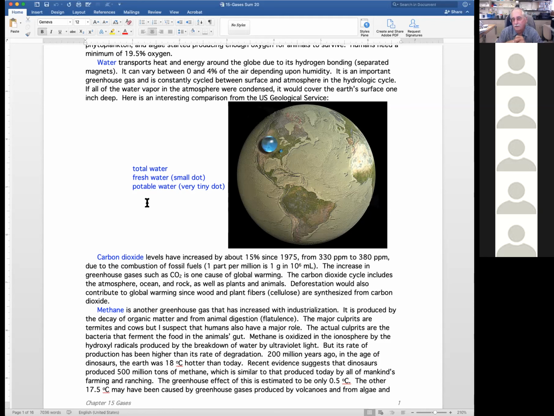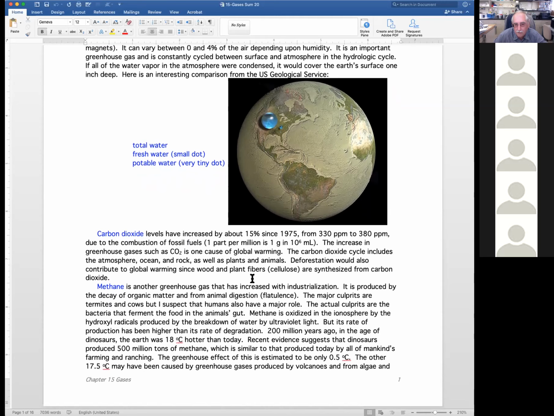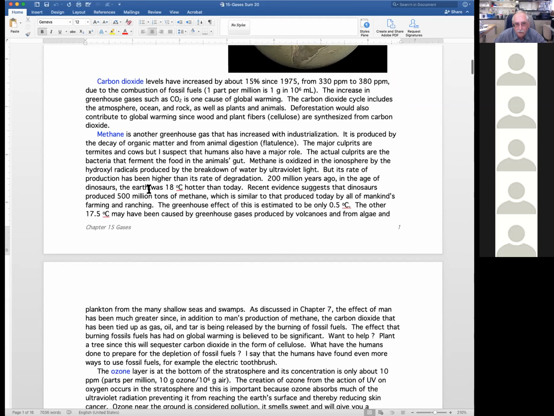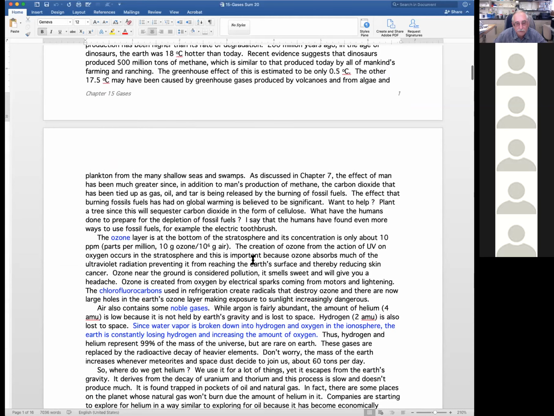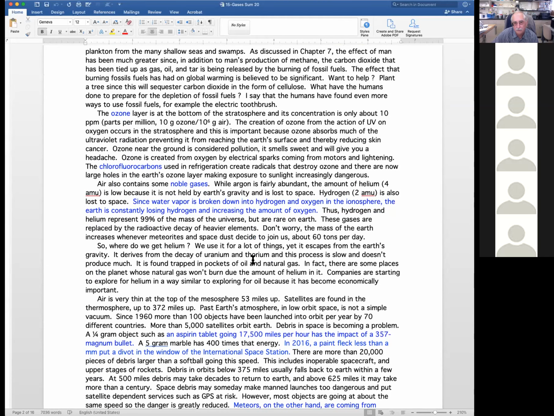So what would happen if the temperature of Earth increases? What happens to water? It evaporates. That's an issue, isn't it? Then carbon dioxide levels have increased by 15% since 1975. It's higher than it's ever been. Methane is another greenhouse gas that people are concerned about. The ozone layer is important. It affects weather patterns.